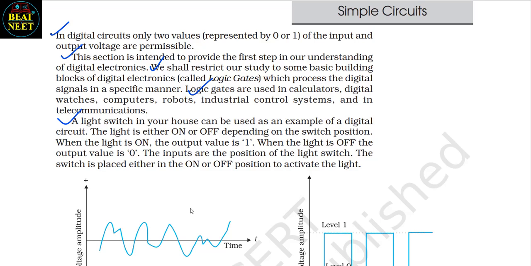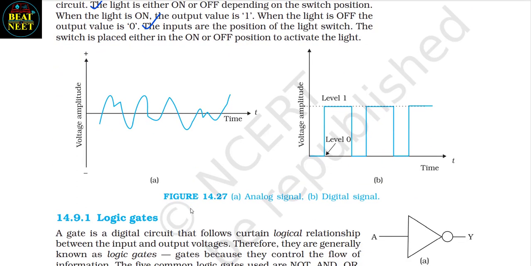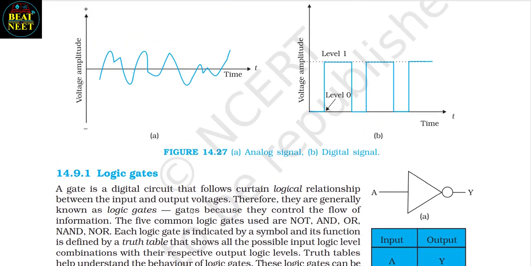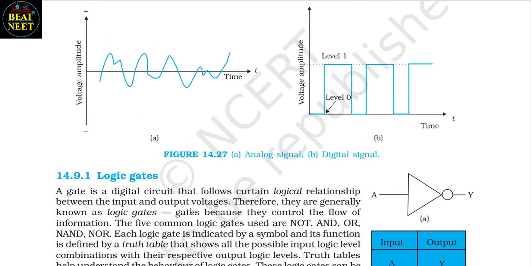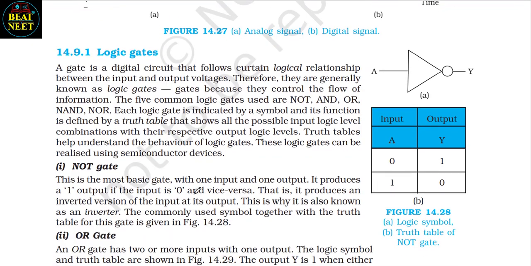A light switch in your house can be used as an example of digital circuit. The light is either on or off depending on the switch position. When the light is on, the output value is 1. When the light is off, the output value is 0. The inputs are the position of the light switch. The switch is placed either in the on or off position to activate the light. Here you can see figure 14.27, analog signal and digital signals. We will study it.